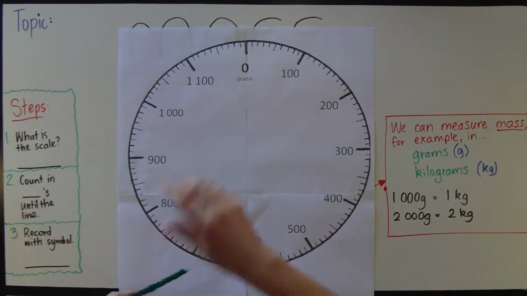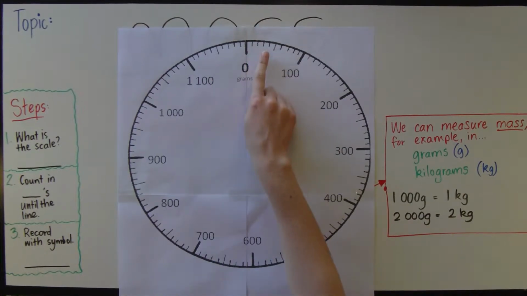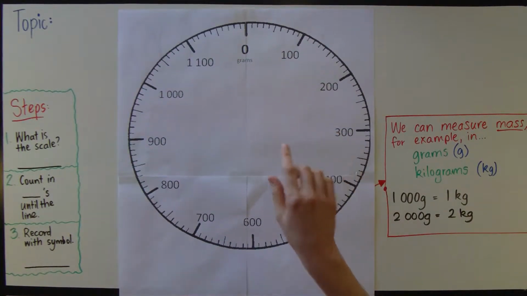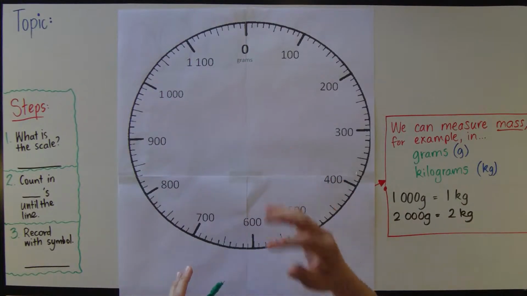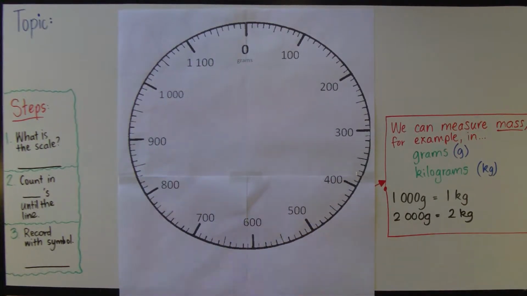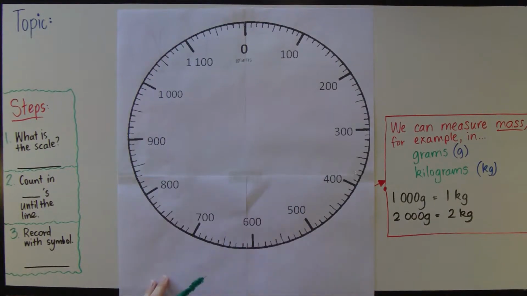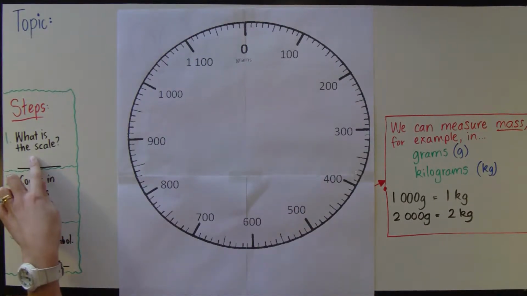What is the scale? So what's it going up by each time on the lines over here? That's very important when you're reading a measurement, because if you get that wrong, the whole answer is wrong. And too many students get this bit wrong. So we'll just look at this example here.